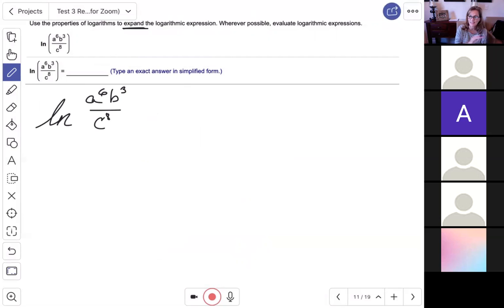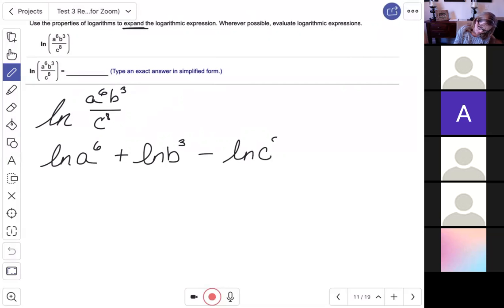And so to expand it into individual logs, you would say that's the log of a to the 6th. Remember, plus, because they're being multiplied, and then subtract off. Or you can look at it this way: the values in the denominator, you subtract them off, and the values in the numerator, you add between them. Okay, so I remember it that way. Right? And so you've expanded it, but they do want you to take it one step further by taking these powers down in front. Remember, you can do that because it's a log.